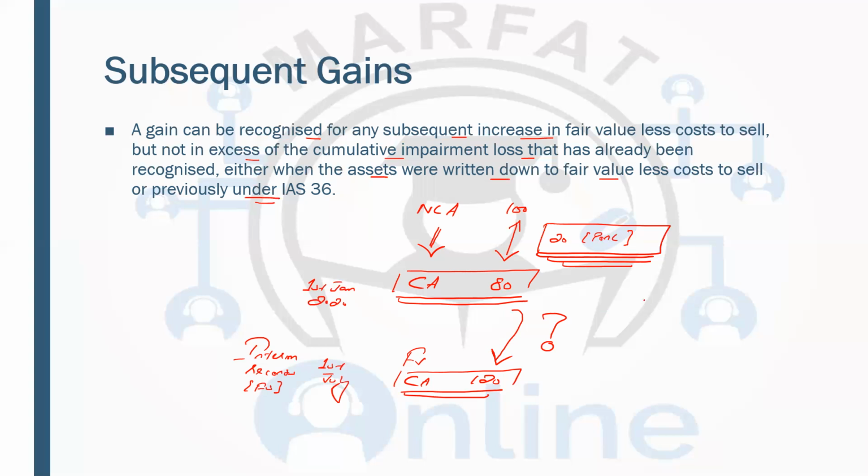So what we'll be doing, we can debit the asset held for sale by 20, and we can credit the profit or loss to reverse the impact of that impairment, but not more than that. So you can only reverse the impact of the impairment and you cannot take the asset beyond that. So this is the important concept that you need to remember.